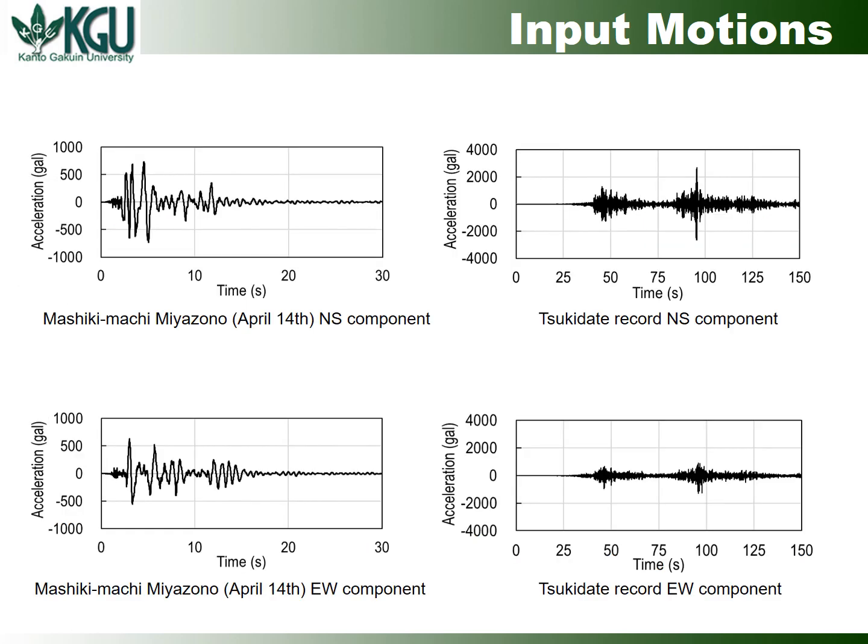Here, acceleration time histories of two records, the Machimachi-Miyazono records observed during the Kumamoto earthquake and the Tsukidate record observed during the Great East Japan earthquake, are shown for both NS and EW components. It can be seen that the Mashiki records are of short duration and the Tsukidate records are of long duration.